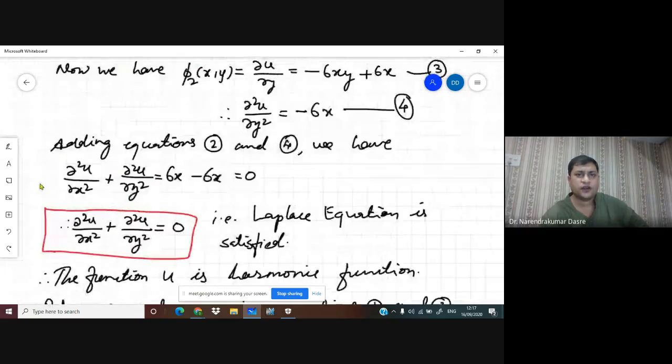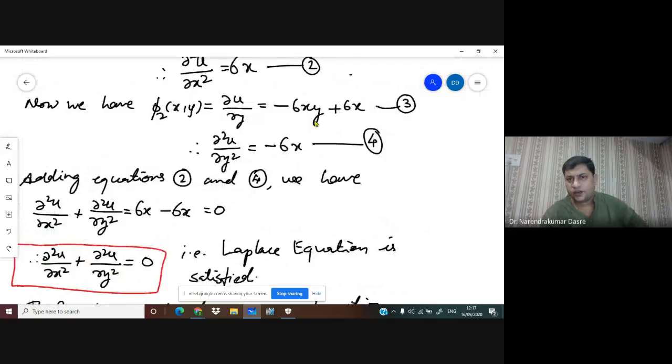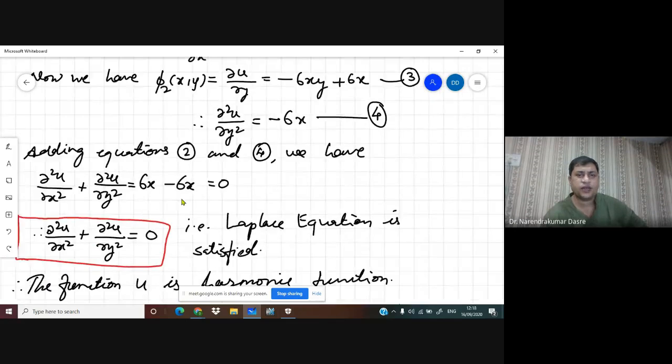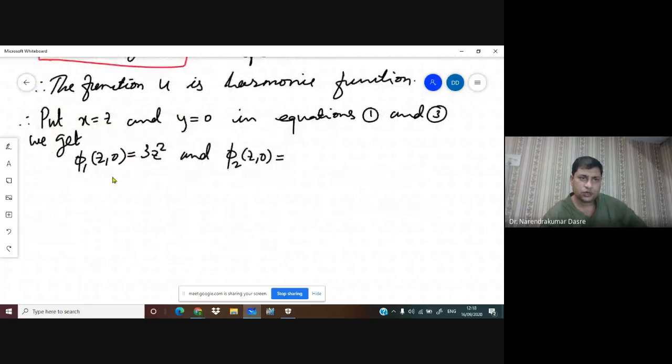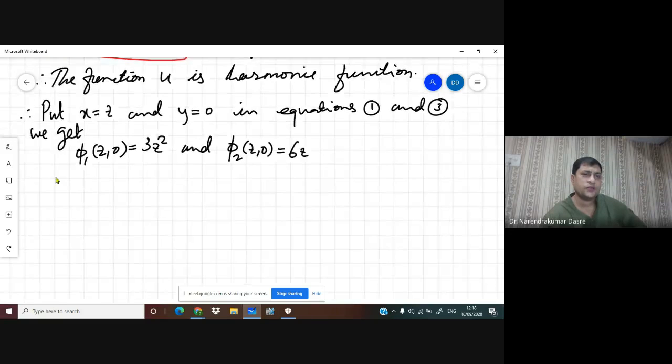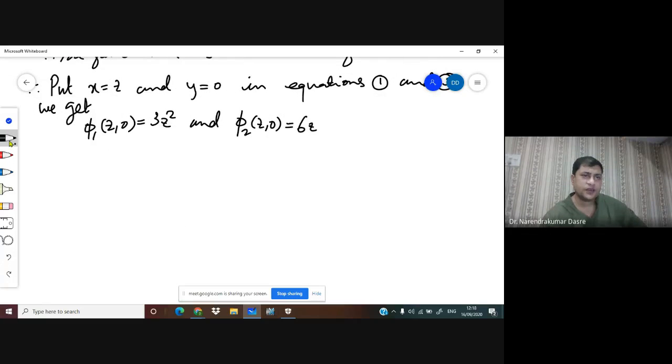So what is phi 2 of z0? Here y is 0, so this term will be 0. So we have here 6z. The third step is completed, and hence we'll have the fourth and final step of the Milne-Thompson method.